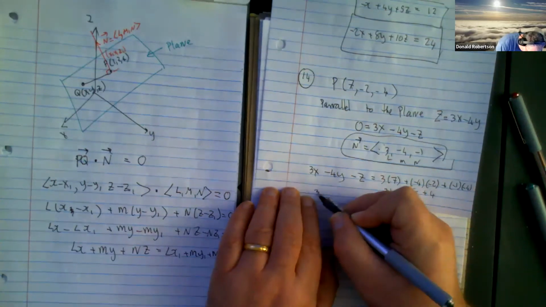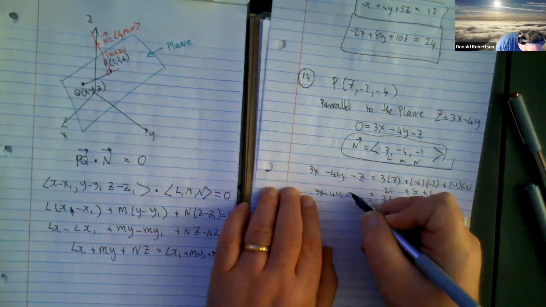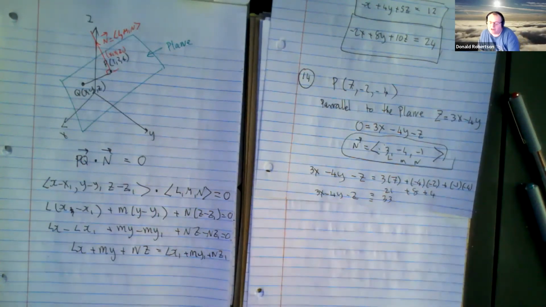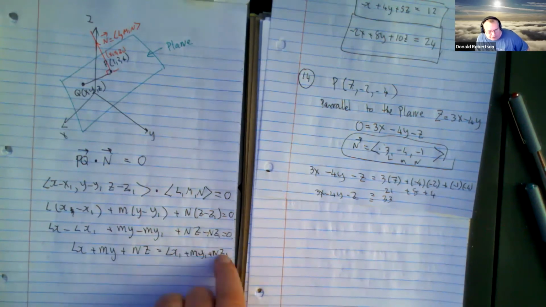So the equation of the plane that they are looking for is 3x take away 4y take away z equals 33. So try not to think that that's going to be 0.